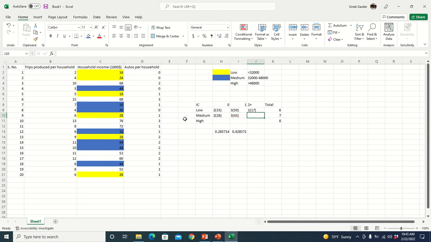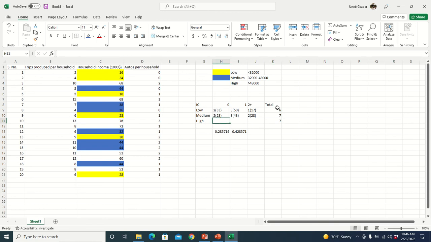Okay, and then the rest should be 2. There should be 2 more in the medium income category, which we haven't counted yet. So basically these 2. So correct. So 2 means 28% again. Then we come to high income. So this should be 7 now.